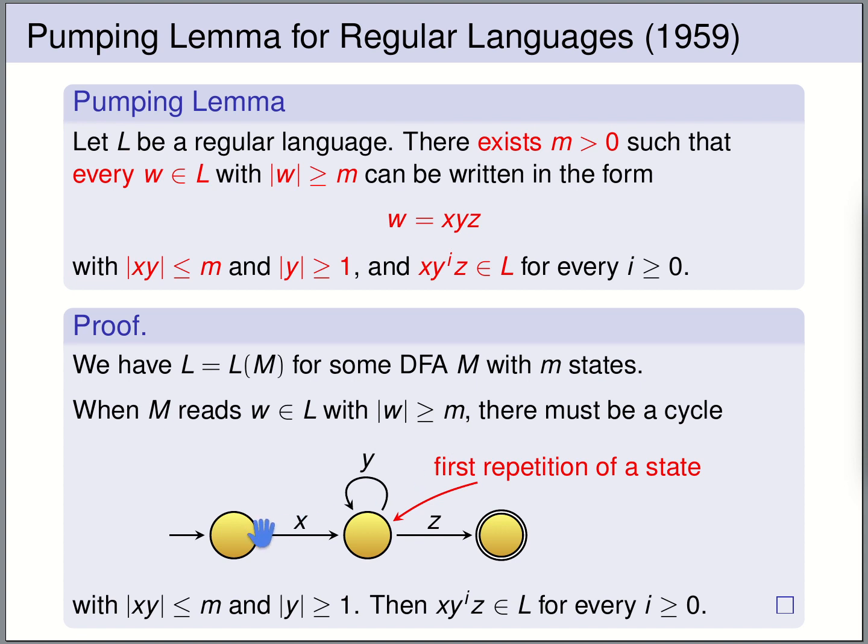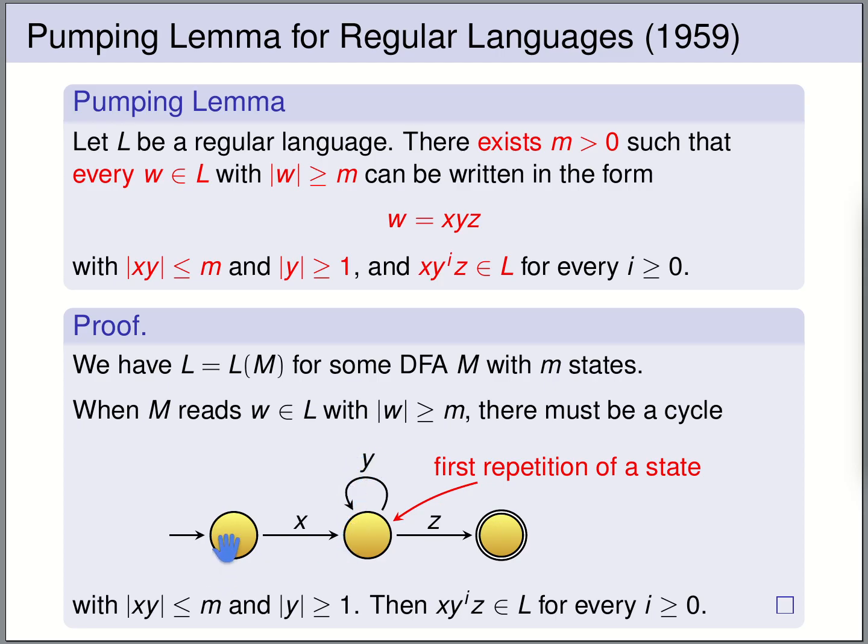then the path through the automaton when reading w looks something like this. So this is not the entire automaton. This is the path through the automaton when reading w. Why does the path look like this? Because if our word w has at least length m, then we are visiting m plus 1 states in the automaton. And visiting m plus 1 states in an automaton that has only m states means that at least one of the states must be repeated. So we must have a loop along this path. And this is exactly what is shown here.